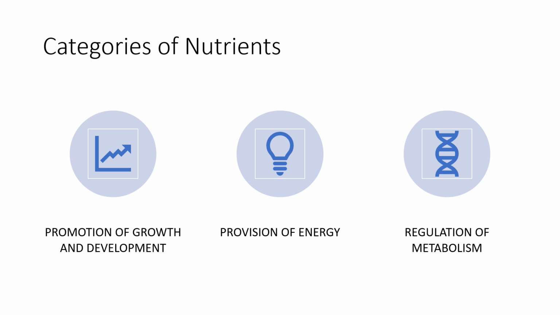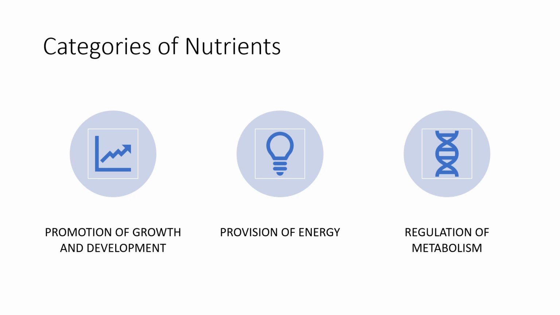Our second category is going to be the provision of energy. And the 2 nutrients that fall primarily into this are going to be carbohydrates and fat. And protein on very rare occasions can also fall into this category, but it's not a primary fuel source.